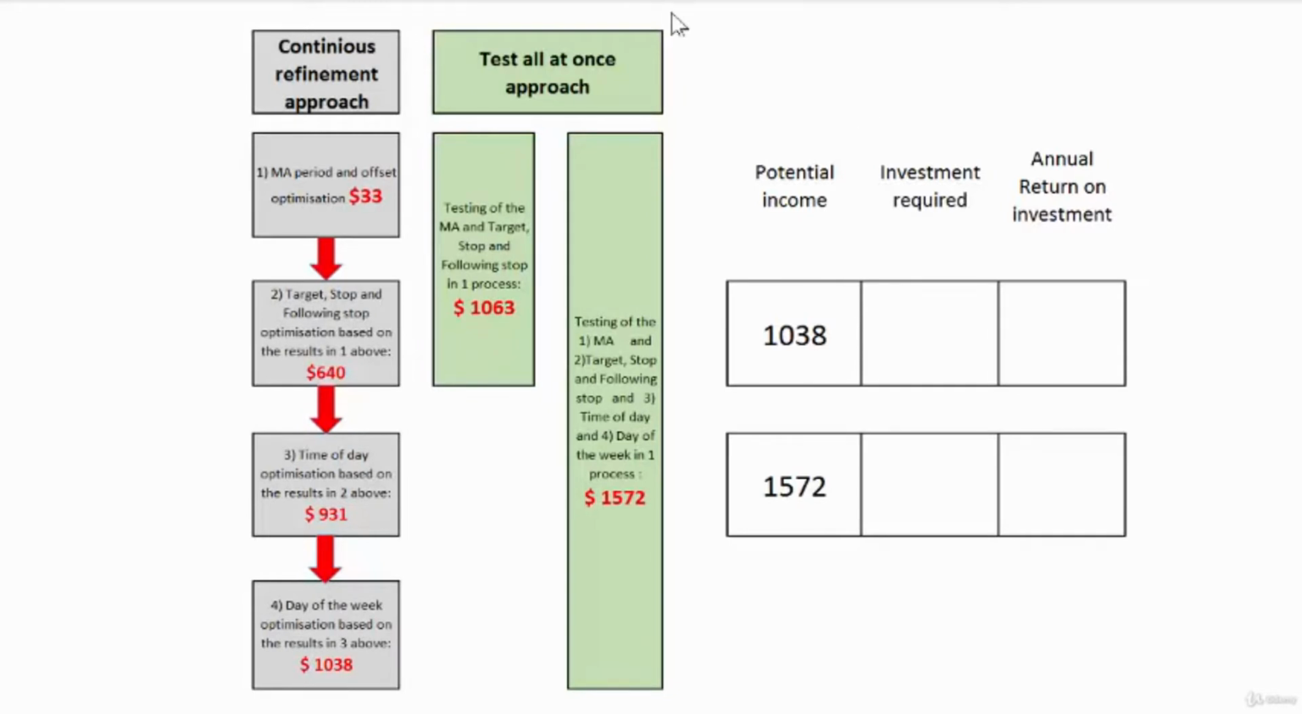We've used the continuous refinement approach to generate settings that potentially can come up with just over $1,000. We've then used the approach of testing all the possible settings, and that has come up with $1,570. Bear in mind that that is the most optimized income level. It's most probably more realistic to go for half of that, with less specific settings. But let's say those are the numbers that we're going to be working with in the next lecture.